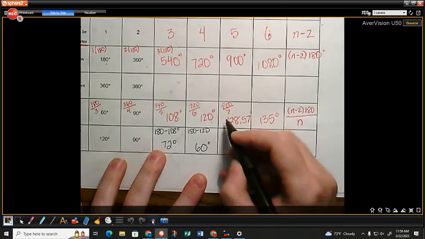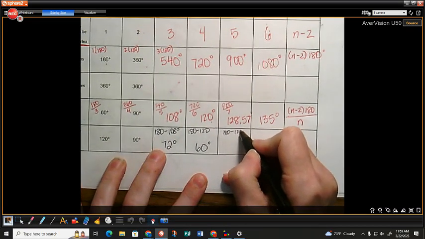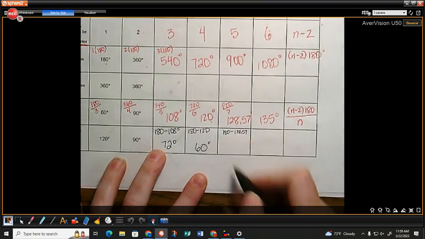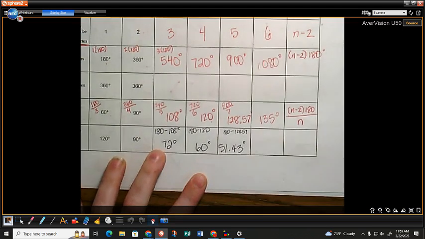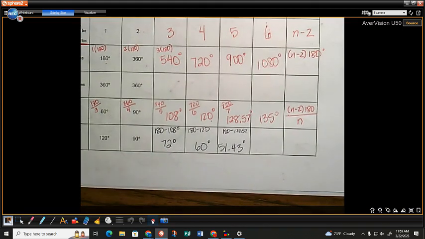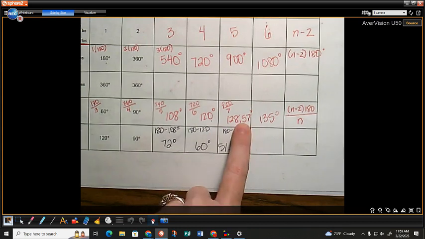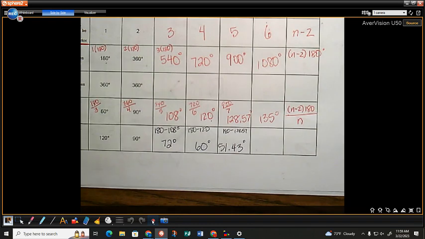Let's see, we would have to subtract this from 180, right? Yeah, 51.4. It comes out to be 51.43 and it goes on forever, and I don't care where you round unless I tell you otherwise. It doesn't go on forever? Yes, it does. Well, that's if you use the rounded off version. But if you use the full version, it goes on forever.